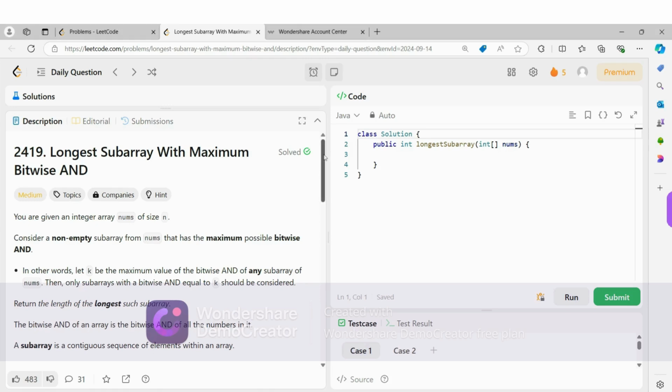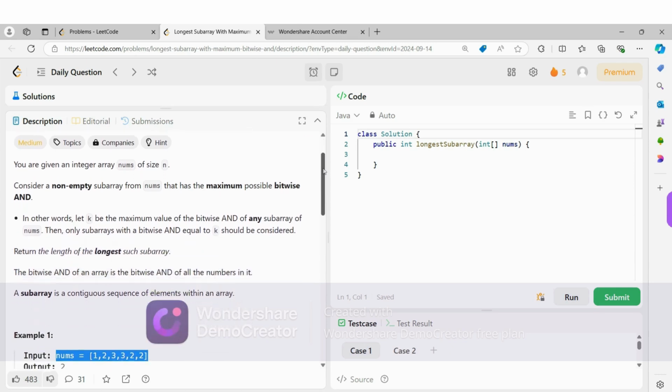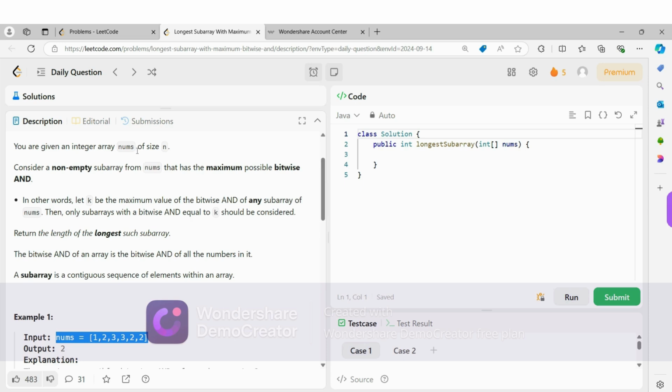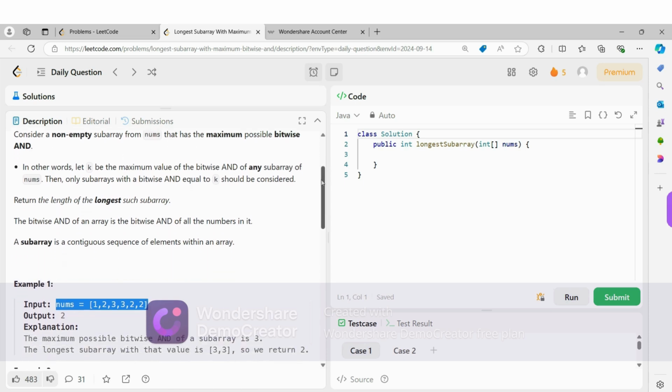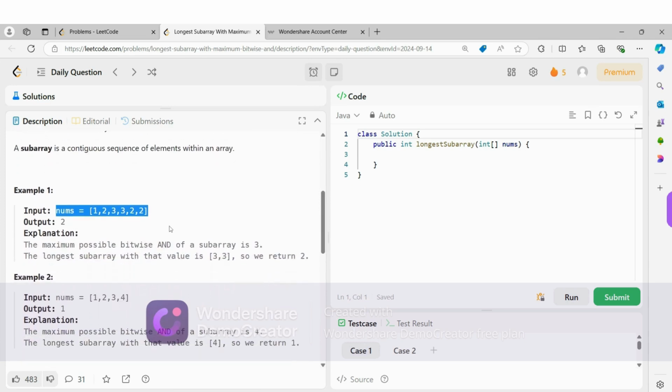So today I'm solving this problem, longest subarray with maximum bitwise AND. We are given one array of size n, and we have to find the subarray of this array nums such that if we do the bitwise AND operation for all the numbers of that subarray, it should produce the maximum value.